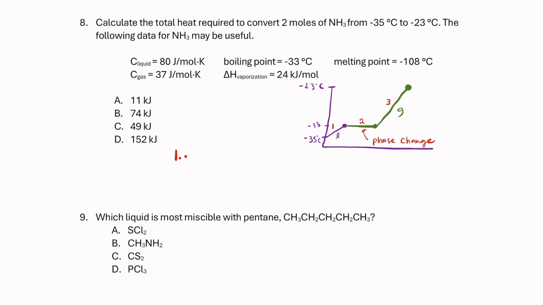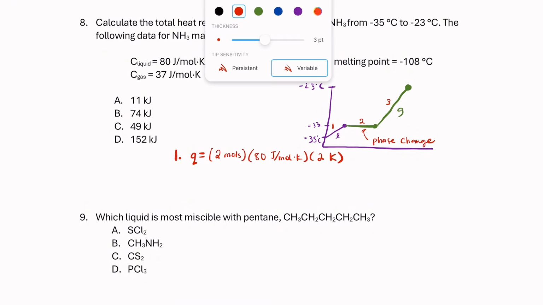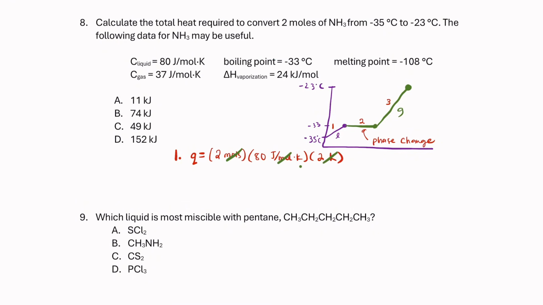We're going to heat the liquid from negative 35 degrees Celsius to negative 33 degrees Celsius. That's a 2 degrees Celsius increase. We can also say it as an increase of 2 Kelvin, since both the Celsius and Kelvin scale have the same incremental temperature unit. So then we write that heat is equal to n C liquid delta T. n is 2, C liquid is 80 joules per mole Kelvin, and delta T is 2 Kelvin. Plugging that in, we calculate Q is equal to 320 joules or 0.32 kilojoules.